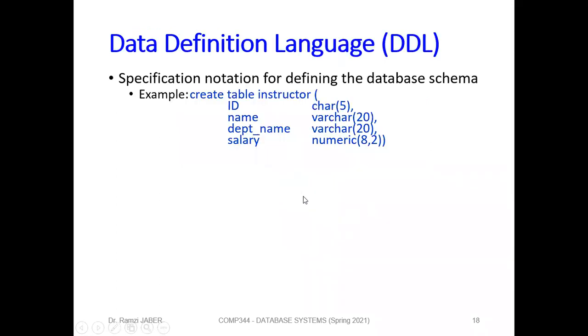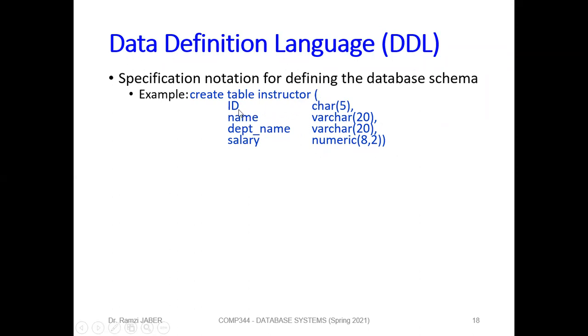Example here, when we use the data definition language, DDL. The first language we learn is the data definition language, DDL. It is a specification notation for defining the database schema. Example: how to create a table instructor. It's very simple. The command is create table, the table name instructor, open parentheses, close parentheses.